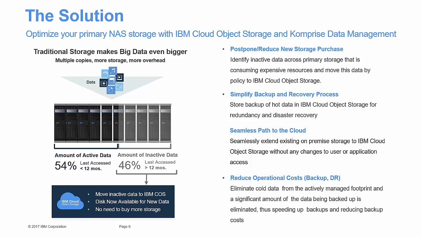It allows you to pull that data off your Tier 1 storage and really start using that Tier 1 storage for what you meant it to be: Tier 1 application data that you need to run your applications. That inactive data is just sitting there. It's just taking up your expensive costs. So that's the solution with using IBM Cloud Object Storage with Komprise.